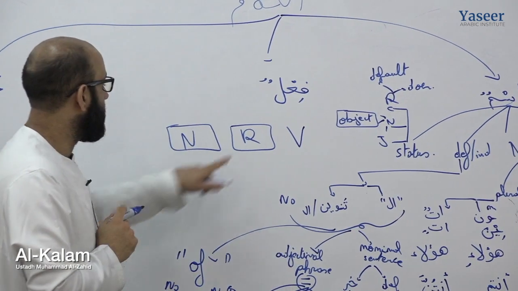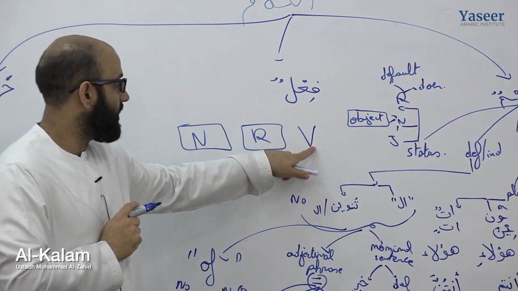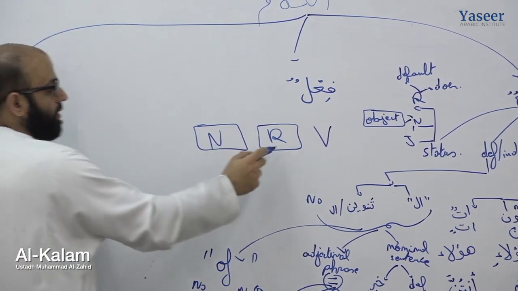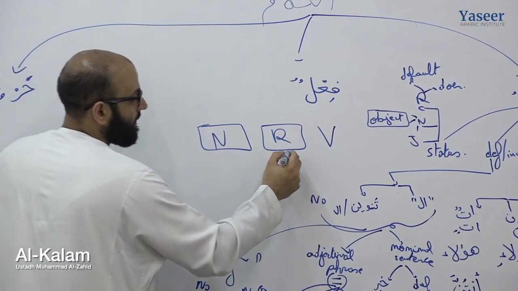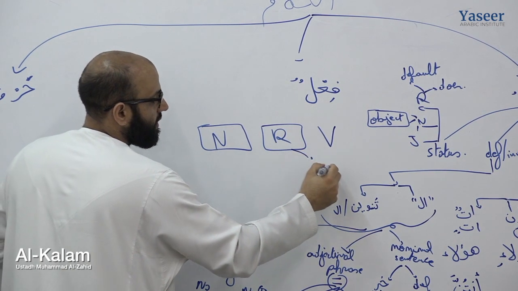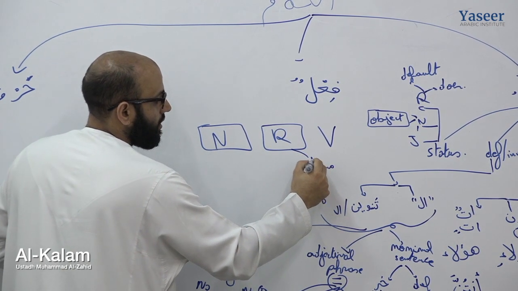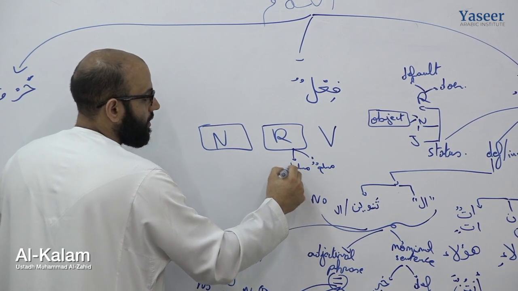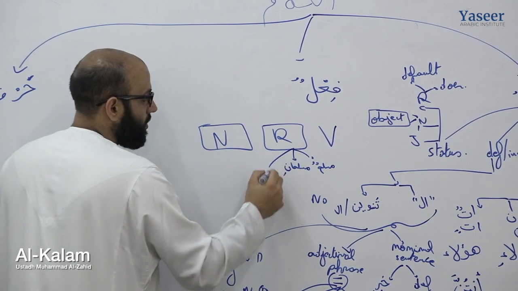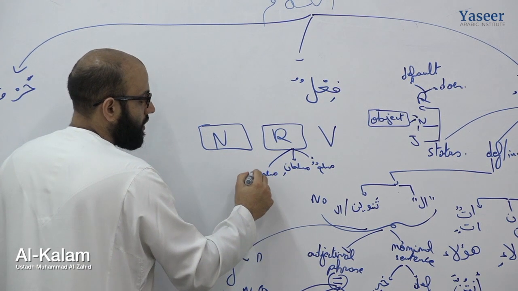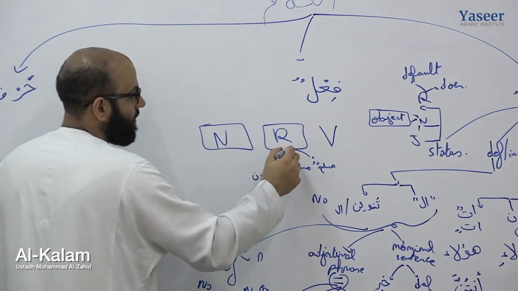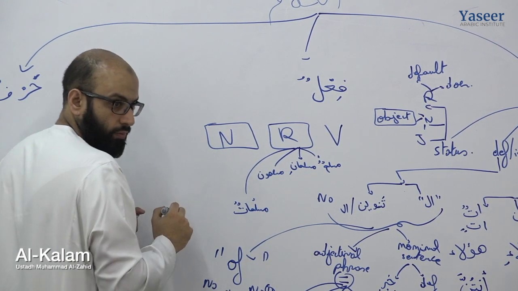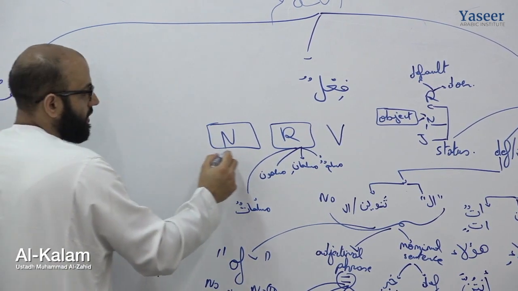So, if I have a verb, and then I have a noun under R, then a noun under N, I can tell that this R did this verb to N. R did the verb to N. How can I tell under N? If it's singular, I can say, for example, Muslimun. If it's two, I will say Muslimani. If it's plural, Muslimuna. If it's feminine plural, muslimatun.